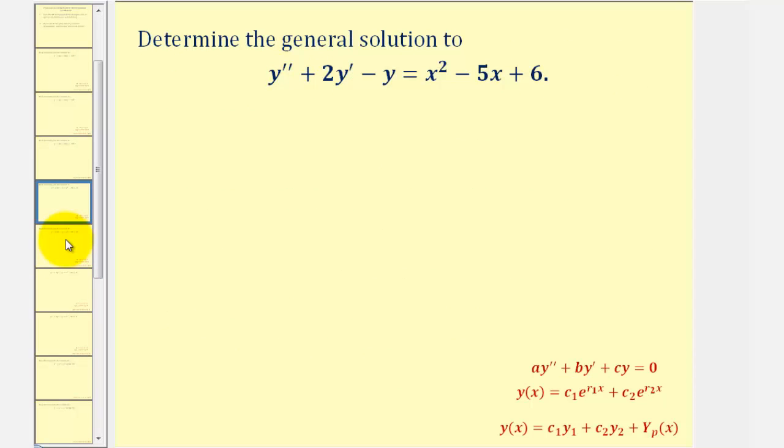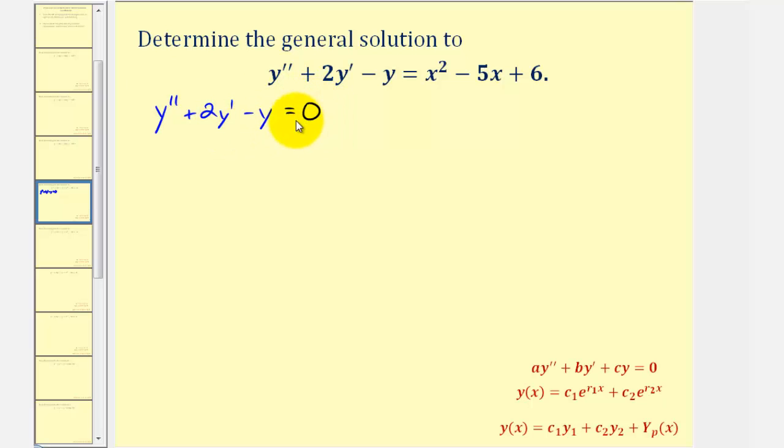The first thing we should recognize is that we do have a linear second-order non-homogeneous differential equation, and g of x is a polynomial function, so the method of undetermined coefficients is an appropriate strategy. So for our first step, we want to solve the corresponding homogeneous differential equation, which should be y double prime plus 2y prime minus y equals 0.